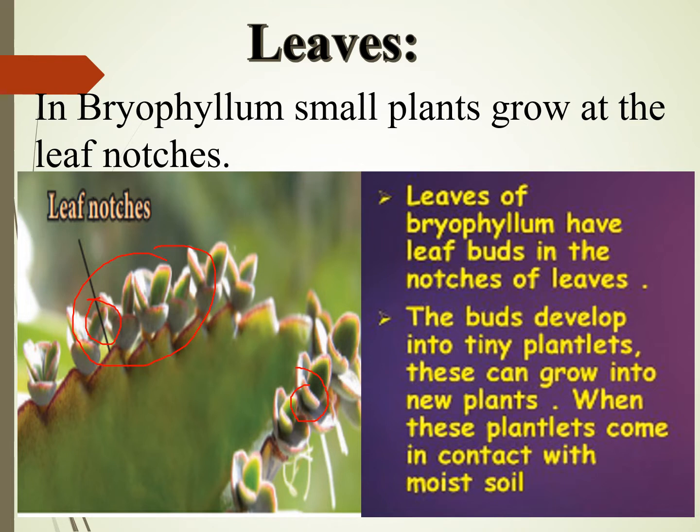Leaves of bryophyllum have leaf buds. In the notches of leaves, the buds develop into tiny plantlets. These can grow into new plants. The best example of a leaf is the bryophyllum leaf.